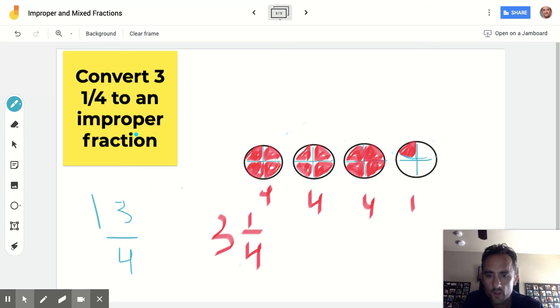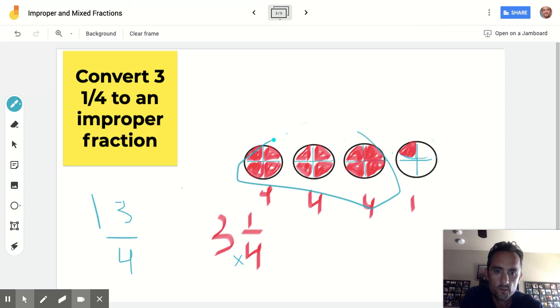All right. You may notice that that is the same thing as 3 times 4. Here's my 3 times 4, which is 12. And then we add the 1 more piece, which is right here. And that's 12 plus 1, we get 13, right over there. 13/4.